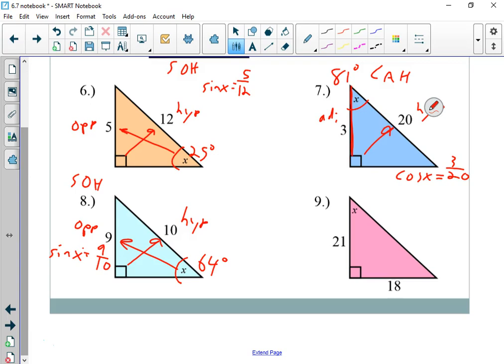Number 9, here's my angle. That's my opposite side. I don't have my hypotenuse, but I do have my adjacent. OA, that's TOA. So that's tangent of x equals opposite 18 over adjacent 21. I type in my calculator, second tangent, and then in the parentheses do 18 divided by 21. That gives me 40.6, so 41 degrees rounded.